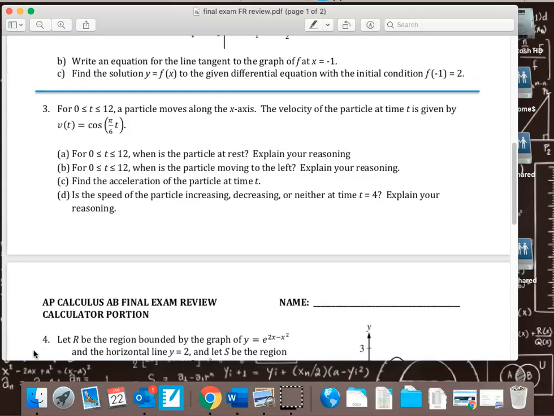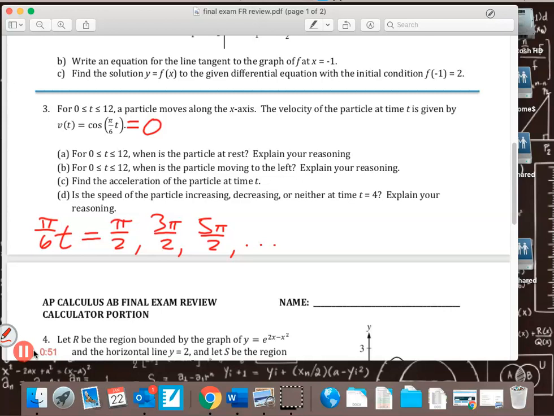So you had to set this equal to 0. Whenever you have an argument, it's not just cosine x equals 0, but cosine of stuff equals 0. You set the stuff equal to the angles that you know make cosine be 0. What's the first angle you think of when you think of cosine value of 0? Pi halves. 3 pi halves. 5 pi halves. Negative pi halves, right? Okay.